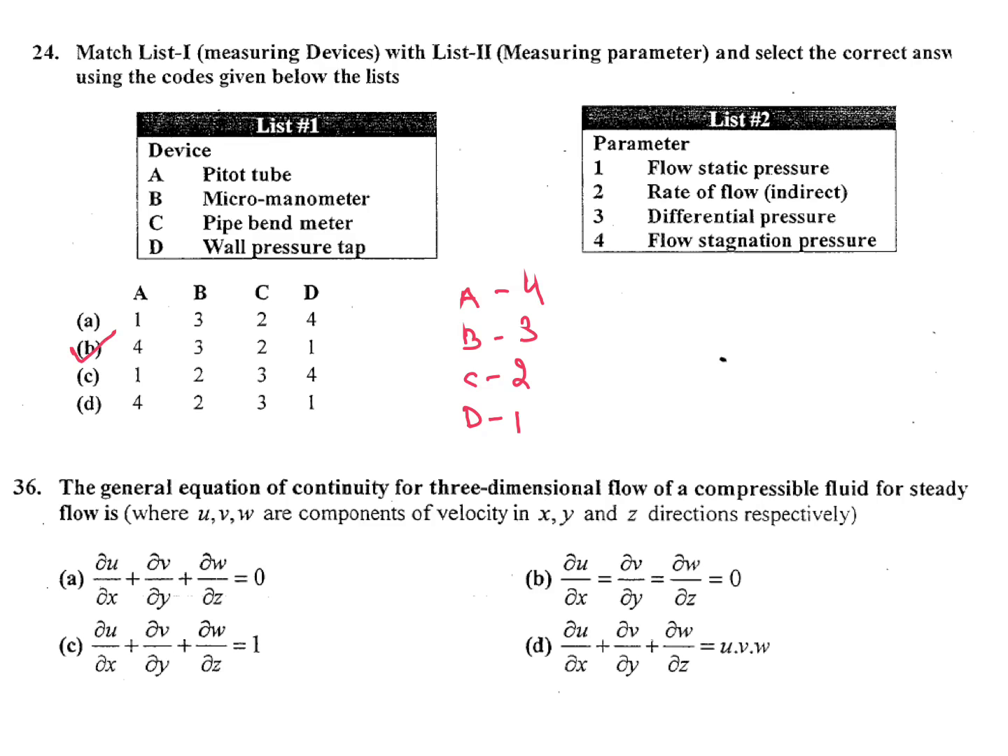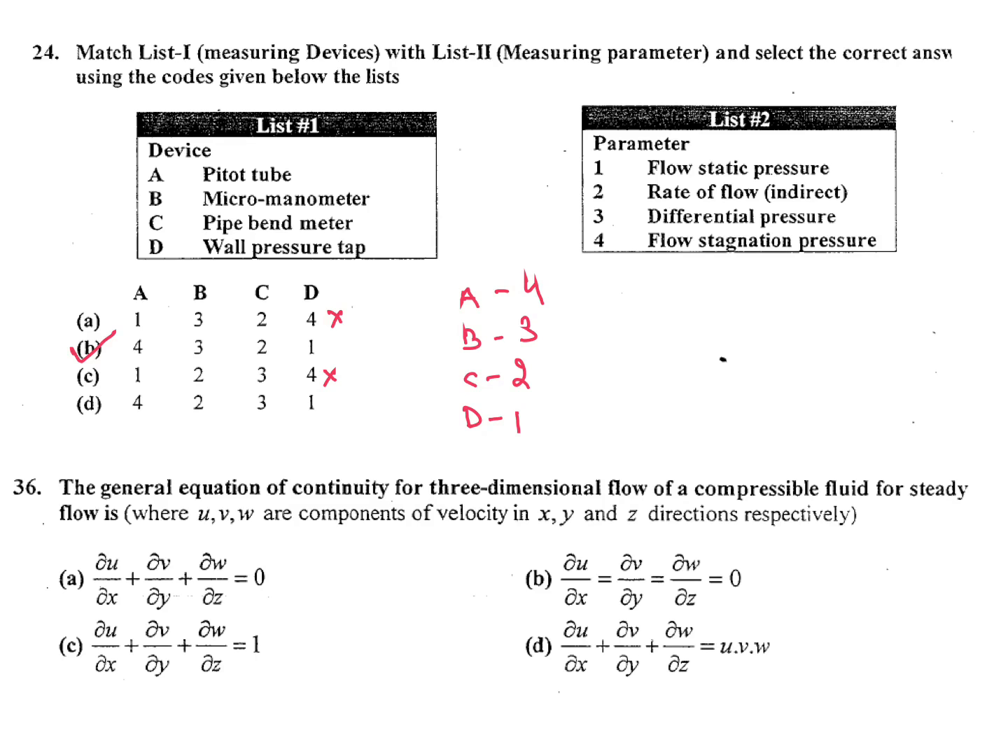From here also we can do one thing. Pitot tube measures flow stagnation pressure, so A is 4. So you can cut A and C. After that you go for B and D. From there you have to check the other options, which one is matching and which one is not matching.